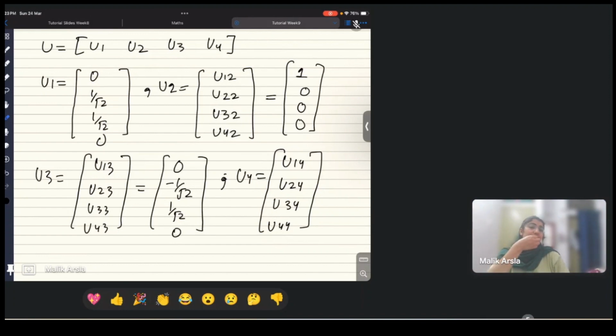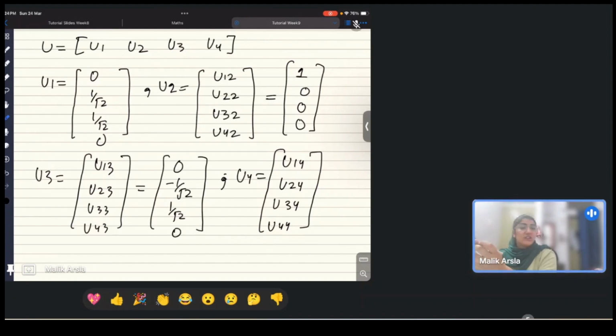Actually, the first three columns form the range of A, and the fourth one is the nullity of A transpose. So using this idea, we can find the fourth column. So basically, you're telling that the first three will be range space, and the fourth will be the null space of A transpose. Yeah, we can do it that way.